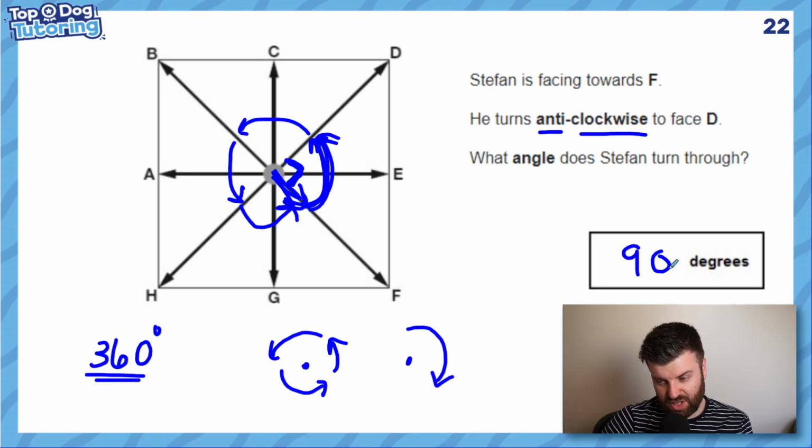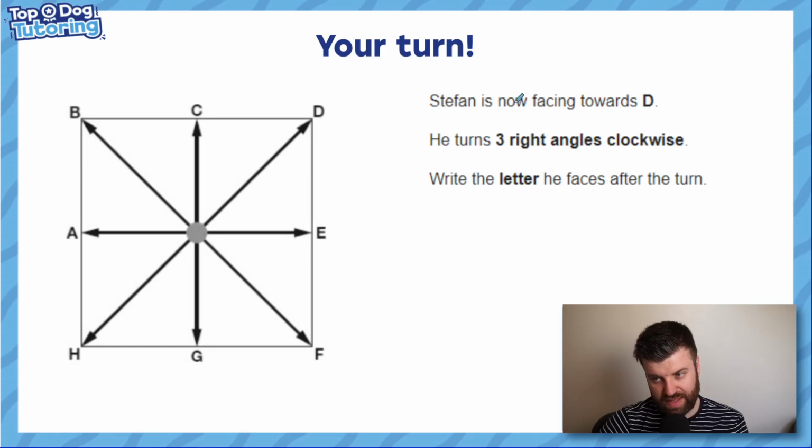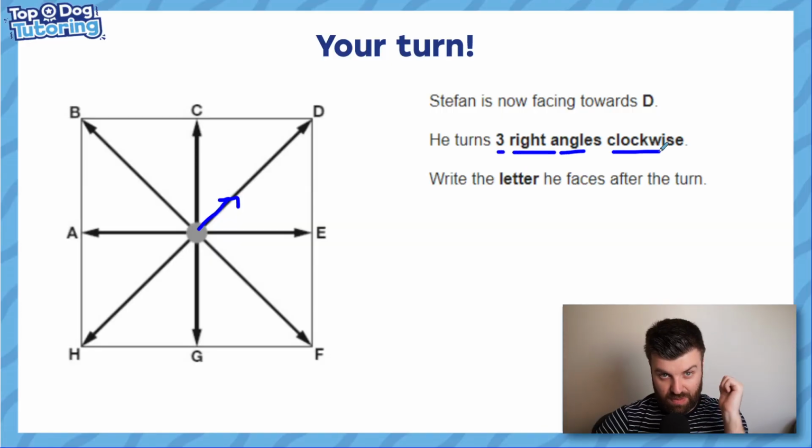Now, the reason I solved this one is because you're going to solve this one yourself now. So Stefan is now facing towards D. We just proved that. He turns 3 right angles clockwise. Go back and have a look if you need to. What's a right angle? Clockwise. What letter is he looking at now after he's done those 3 right angles?